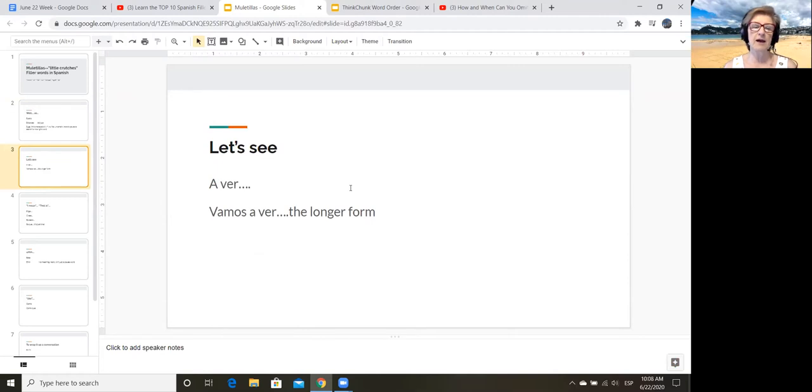Oh, I love these words. A ver. A ver is a shortened version of vamos a ver, that's the longer form. Let's see. Vamos a ver. We're going to see. But usually in short conversations, it's shortened to a ver. Well, let's see, a ver. And again, it's kind of a starter, beginning of the sentence kind of thing. Voy a ver, ahora tenemos clase. A ver. A ver, ¿qué? ¿Cuáles son tus preguntas? Let's see, what are your questions? A ver, okay?